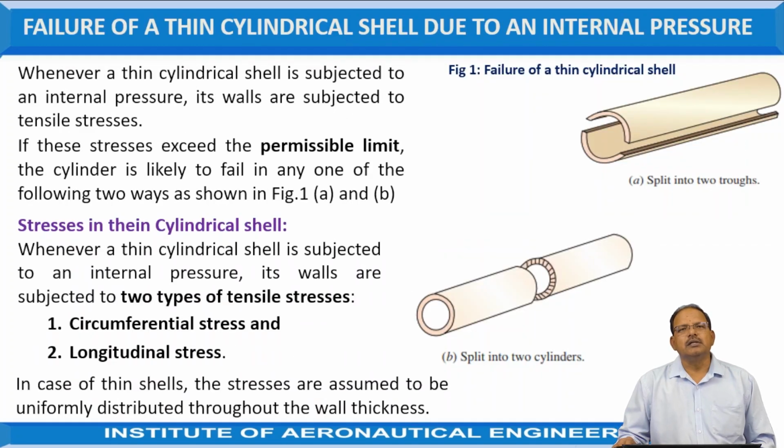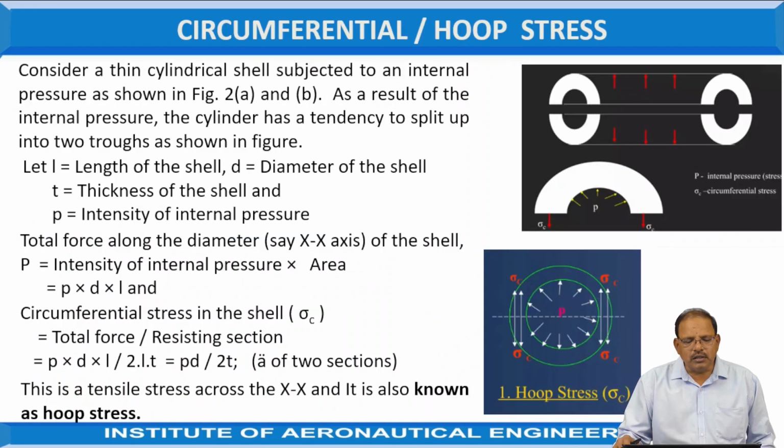Thin cylinders generally fail in two ways. One is where the pipe is divided into two troughs, as shown in the figure. The second is where it is split into two cylinders. The first case occurs only because of circumference stresses. That is, if the fluid pressure goes beyond the permissible limits, the failure by splitting into two troughs occurs only because of the circumference stresses induced in it. The second, where the pipe is split into two cylinders, is only because of longitudinal stresses. The figure represents the failure of the pipe due to circumference stresses, also called hoop stress.